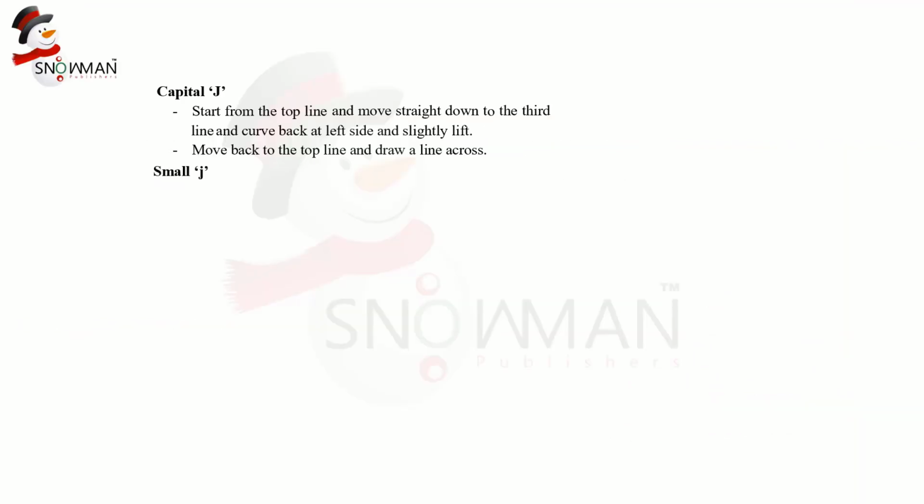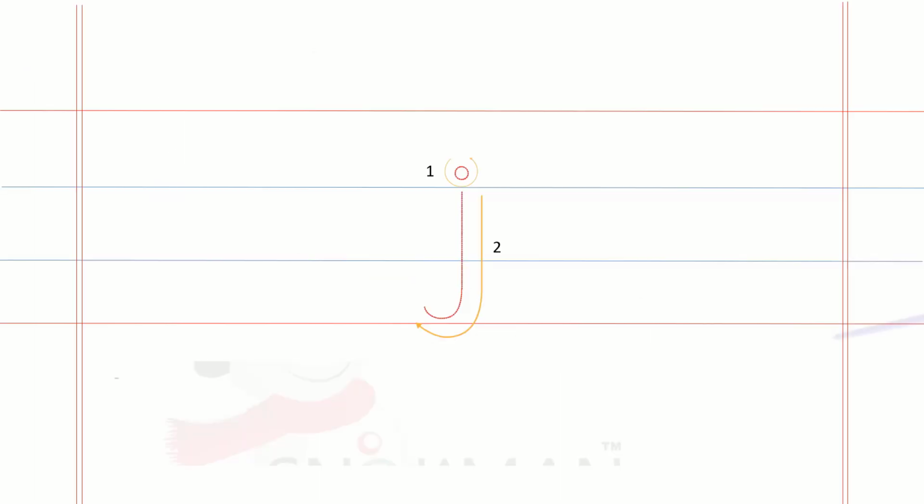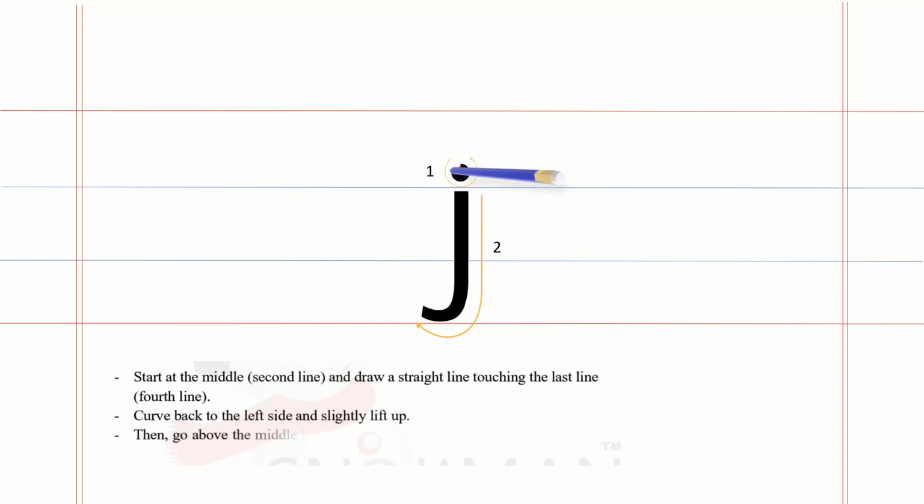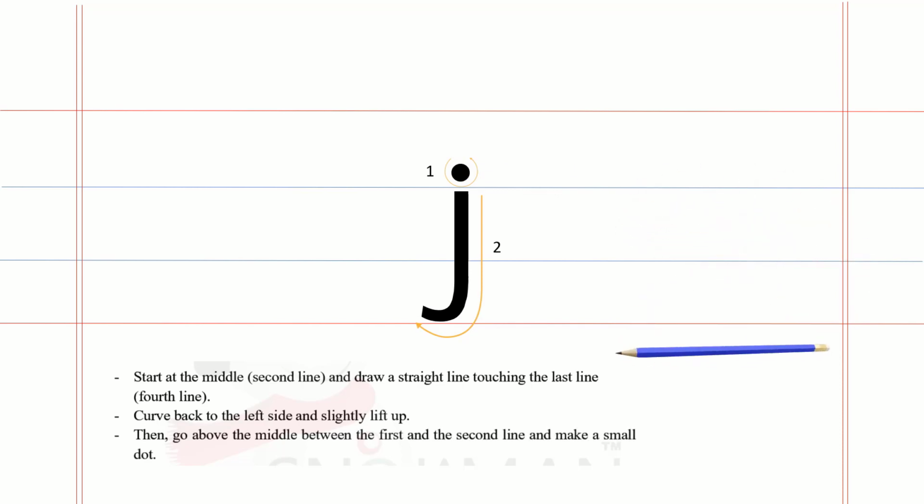Small j. Write the small letter J on the last 3 lines and give instructions. Start at the middle, 2nd line, and draw a straight line touching the last line, 4th line. Curve back to the left side and slightly lift up. Then go above the middle between the 1st and the 2nd and make a small dot.